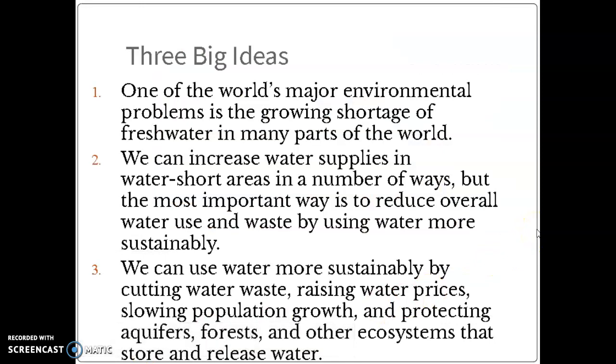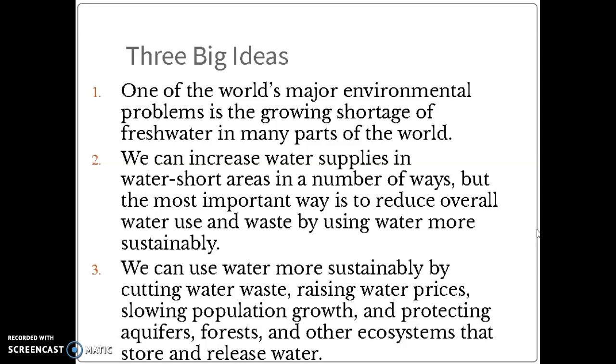Alright, so we got 3 big ideas. One of the world's major environmental problems is the growing shortage of fresh water in many parts of the world. We can increase water supplies in water-short areas in a number of ways, but the most important way is to reduce the overall water use and waste by using water more sustainably. We need to make better water choices. And we can use water more sustainably by cutting the water waste, raising water prices, slowing population growth, and protecting aquifers, forests, and other ecosystems that store and release water.